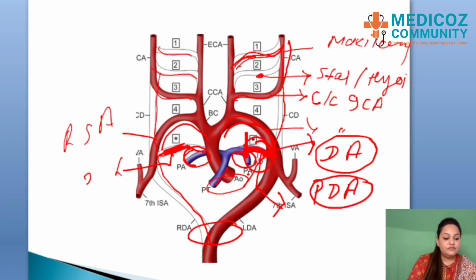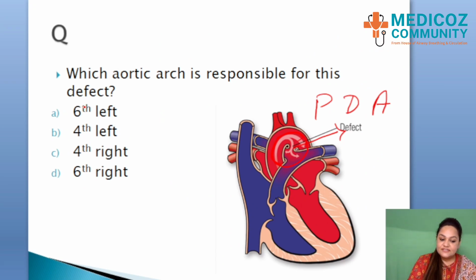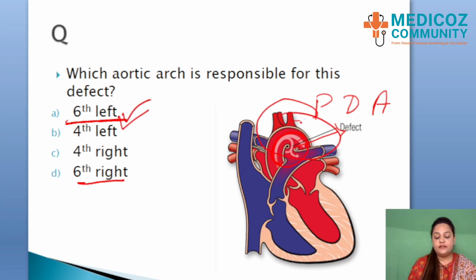Clear? Now we will see the options. So we have sixth left, fourth right, and sixth right. So the answer for this question is sixth left arch artery, particularly the distal part of this sixth left arch artery is responsible for this defect here. Okay.